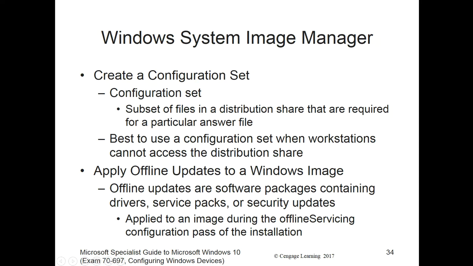Now in SIM, we create a configuration set. The configuration set is a subset of files in a distribution share that are required for a particular answer file. It's best to use a configuration set when workstations cannot access the distribution share. You can apply offline updates to a Windows image. Now, offline updates are software packages containing drivers, service packs, or security updates. They're applied to an image during the offline servicing configuration pass of the installation.